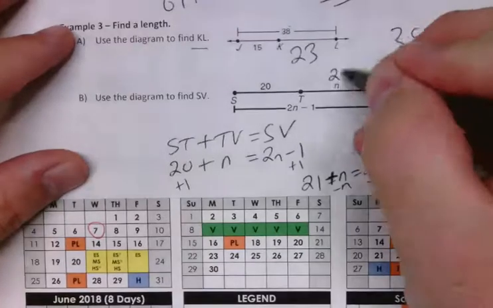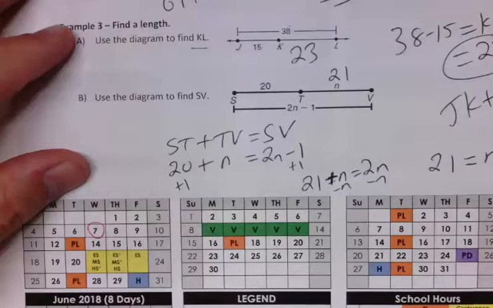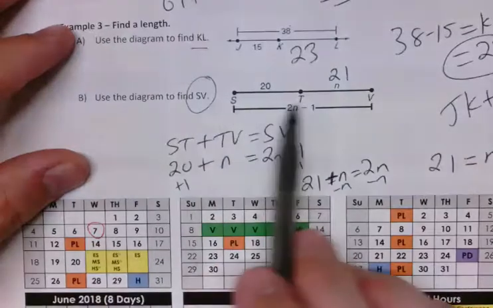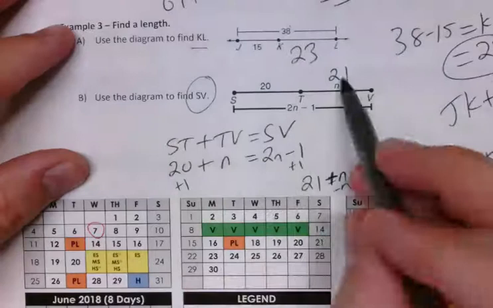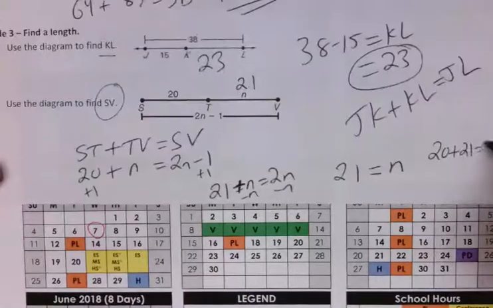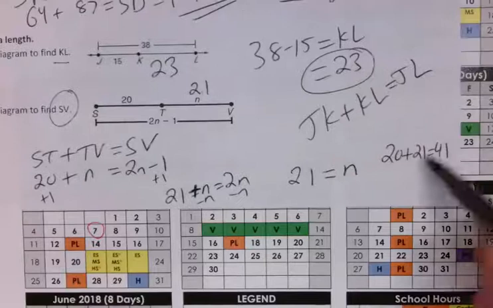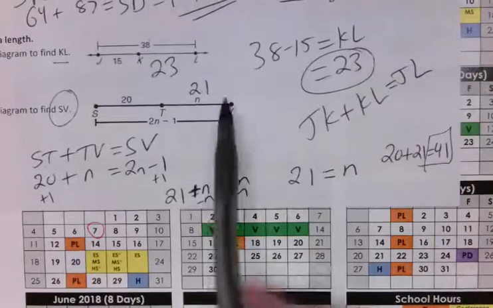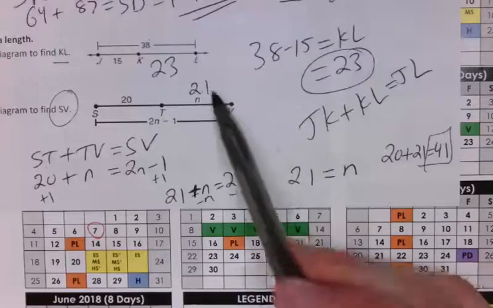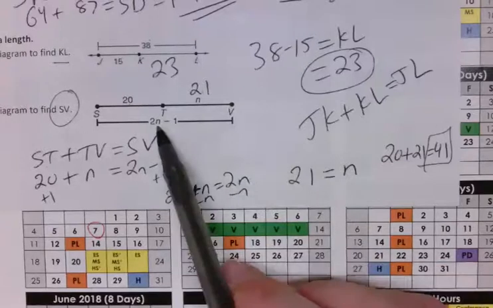N must equal 21. Let's make sure we answer the question. Use the diagram to find SV, so they actually want the whole thing. 20 plus 21 must, of course, be 41. If at this point you see that and you're like, you know what, but what about the 2n minus 1? Aren't I supposed to do something there? Well, if n is 21, you can substitute it over here too.